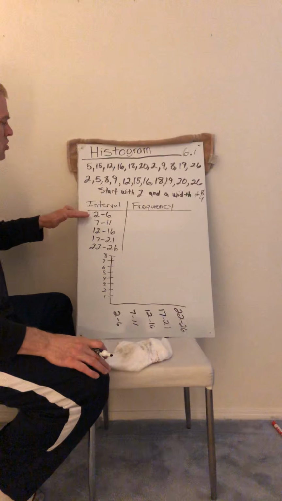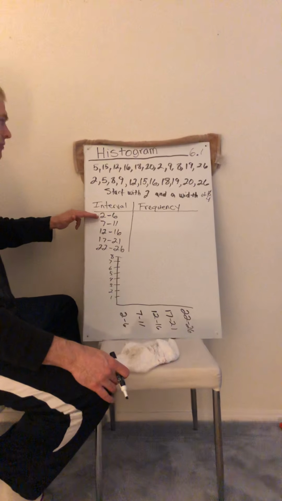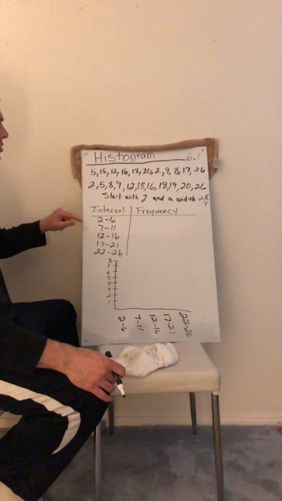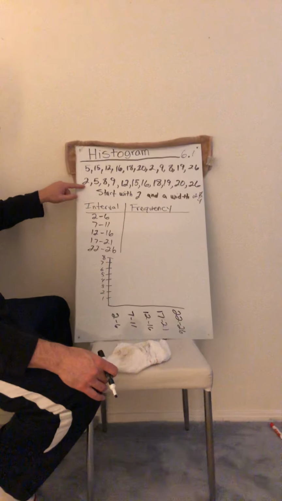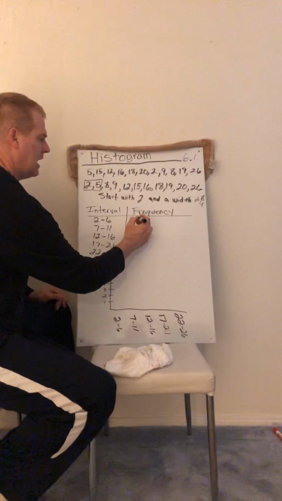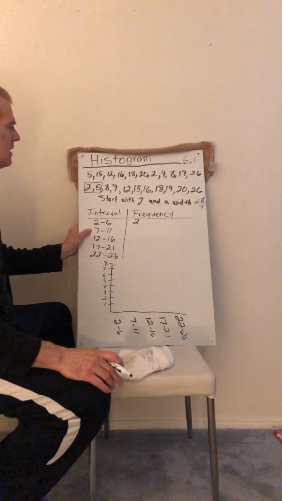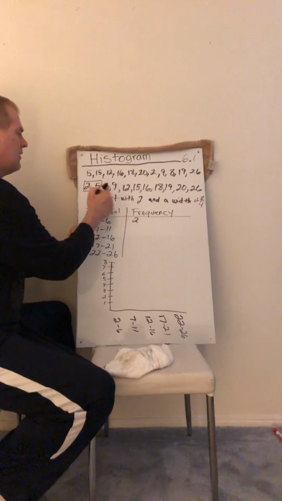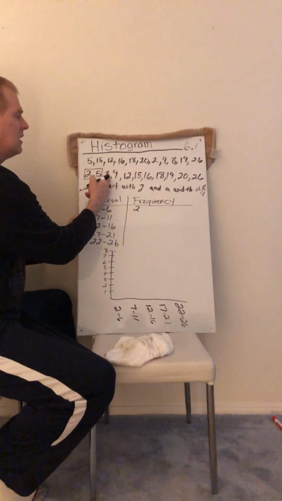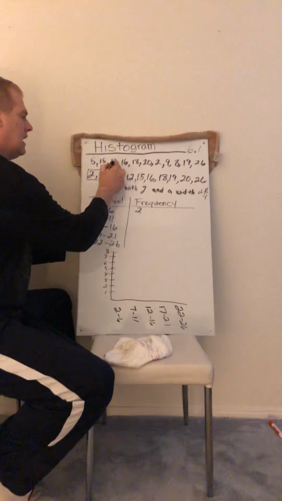So again, we are trying to figure out how many numbers are between 2 and 6. So I have 2, 3, 4, 5, and 6. Well, the only two numbers up here are 2 and 5. So that means I have 2. Next, 7 through 11. There's no 7s, there is 1 8, there's 1 9, there's no 10s and no 11s, so I get 2 again.